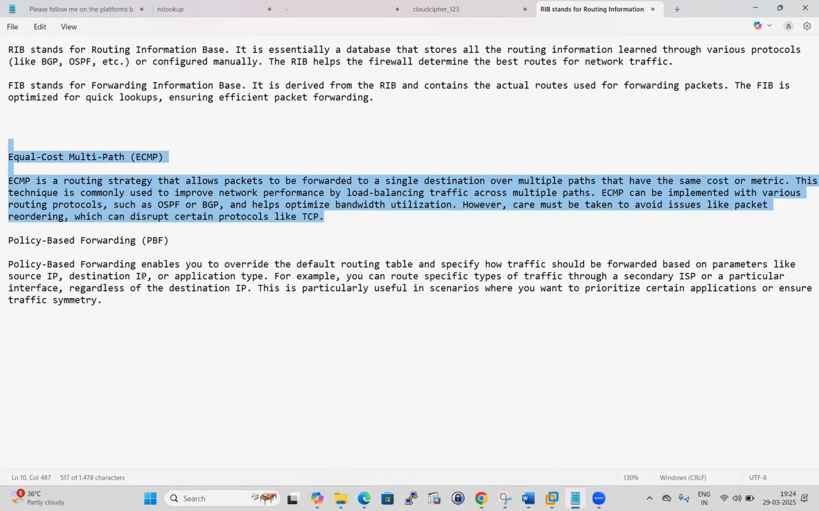Another thing, guys, is policy based forwarding. Policy based forwarding.